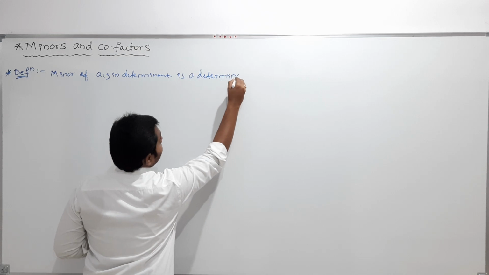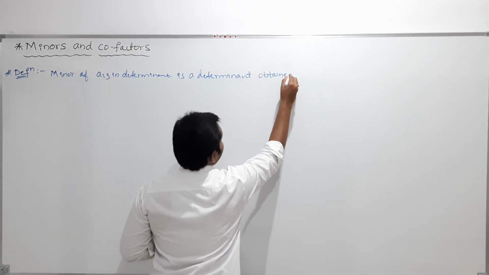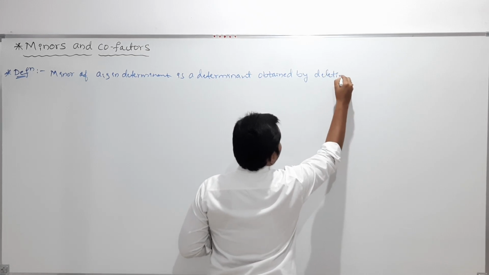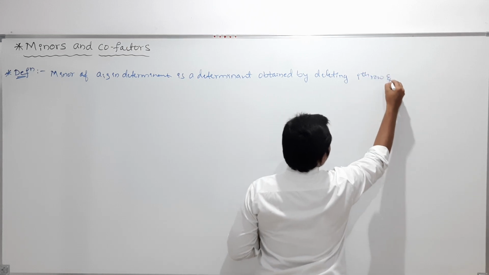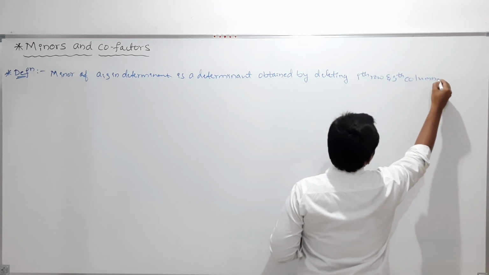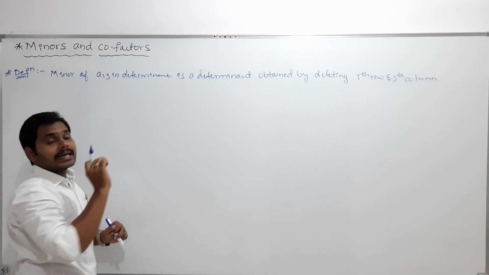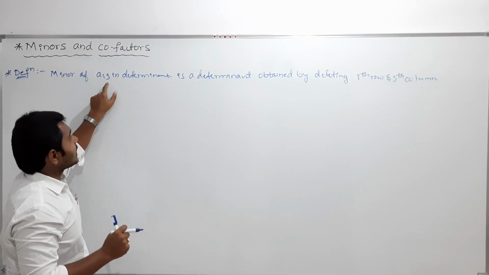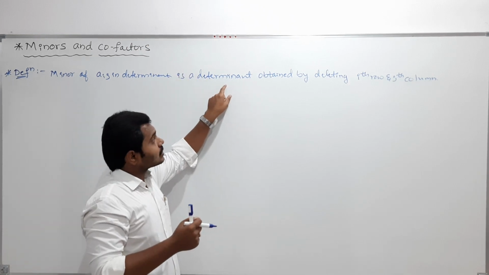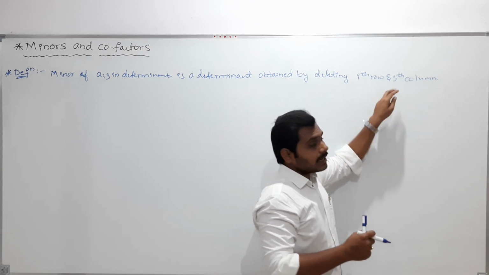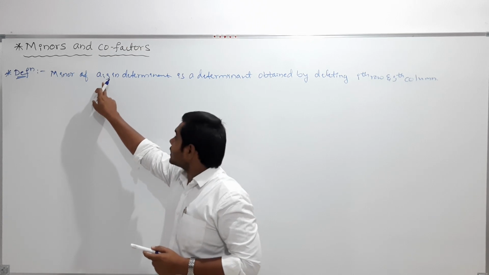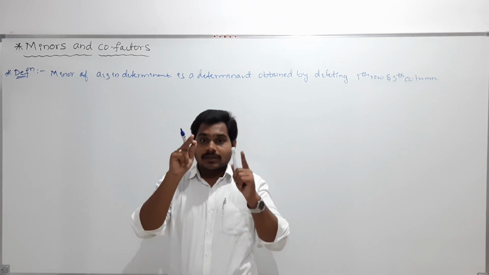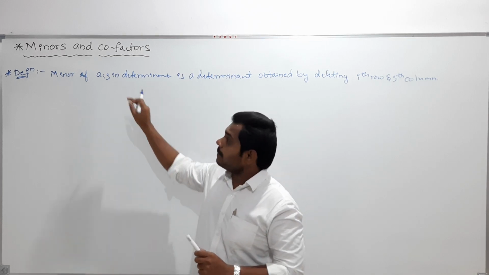It is a determinant obtained by deleting the ith row and jth column. Clear? So here, my dear students, minor of Aij. So Aij is one element in a determinant. So in a given determinant, I will consider one element. So if I want to find the minor of Aij in a determinant, it is a determinant obtained by deleting the ith row and jth column. It means where Aij is lying, that corresponding row and column, after deleting that, whatever elements remain, the determinant of those elements, that we can call the minor of Aij.